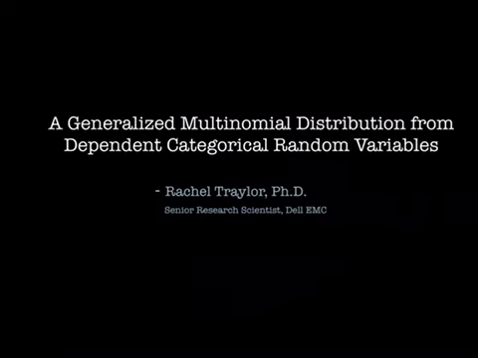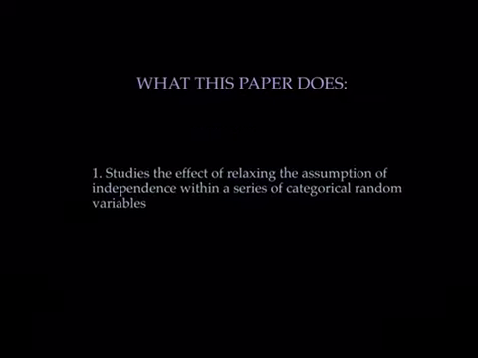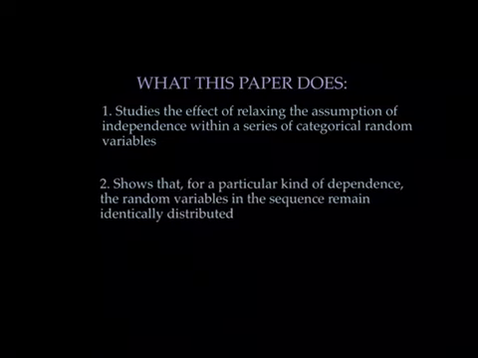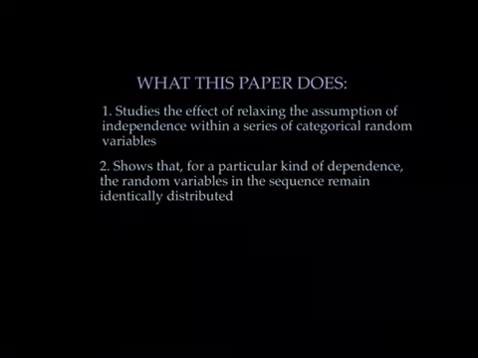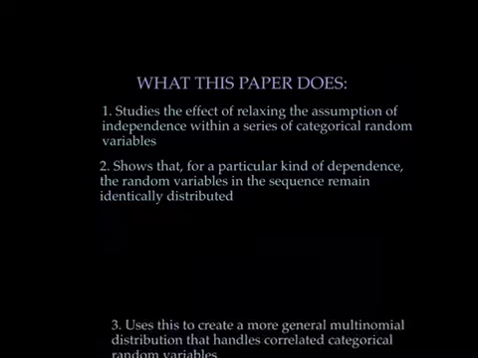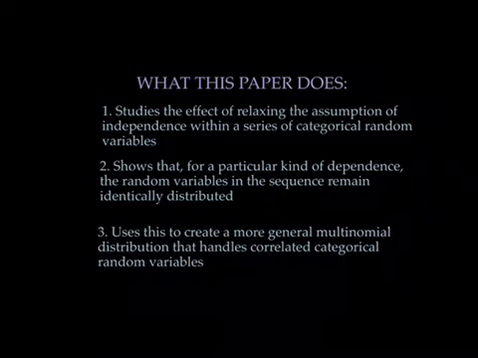In this edition, we give an overview of Dr. Rachel Traylor's paper, A Generalized Multinomial Distribution from Dependent Categorical Random Variables. In a nutshell, what does this paper do? First, it studies the effect of relaxing the assumption of independence within a series of categorical random variables. Second, it shows that, for a particular kind of dependence, the random variables in the sequence remain identically distributed. And third, it uses this to create a more general multinomial distribution that handles correlated categorical random variables, and we'll address each of these three in depth.